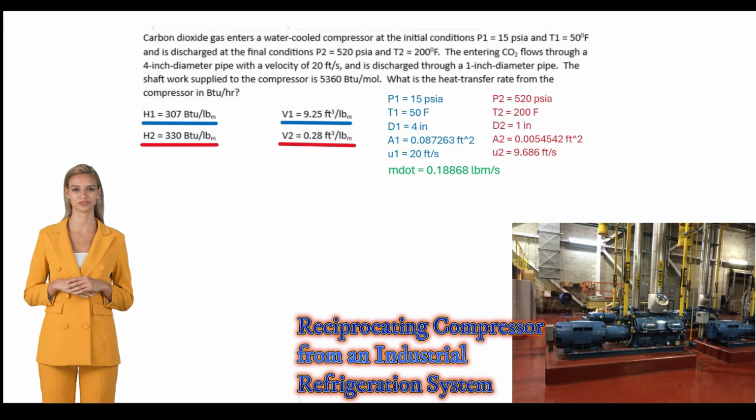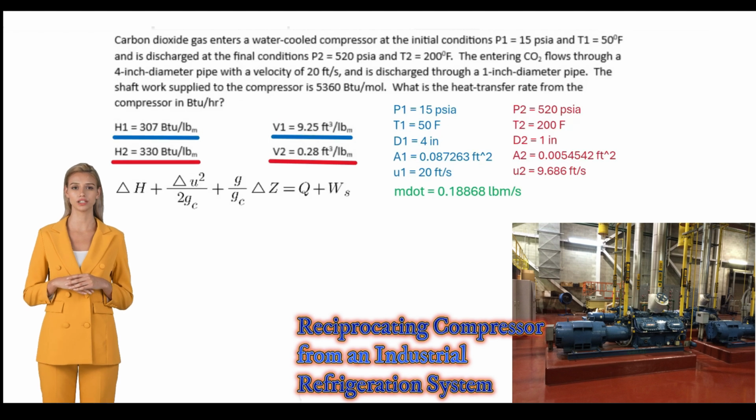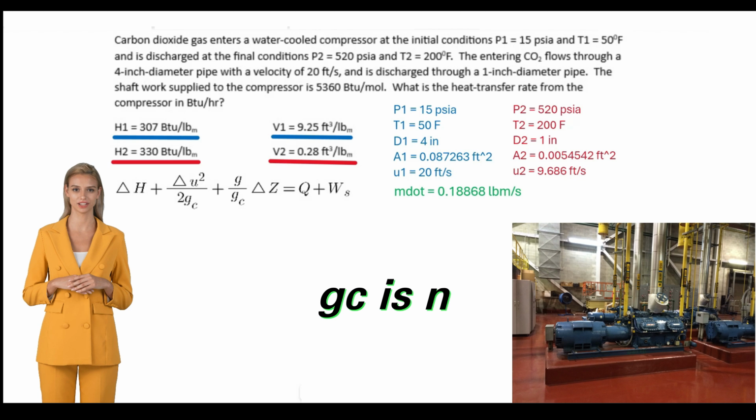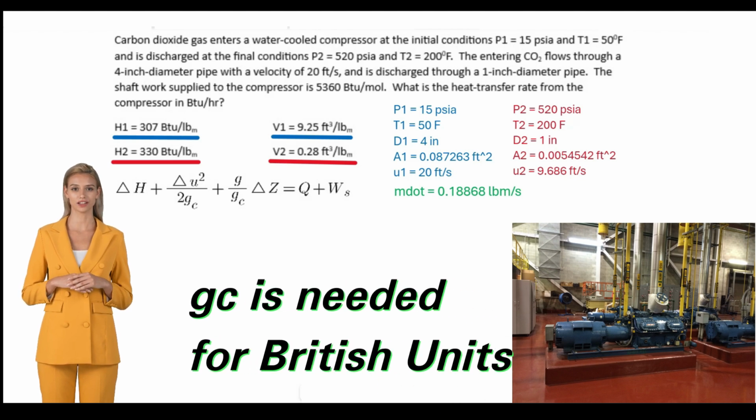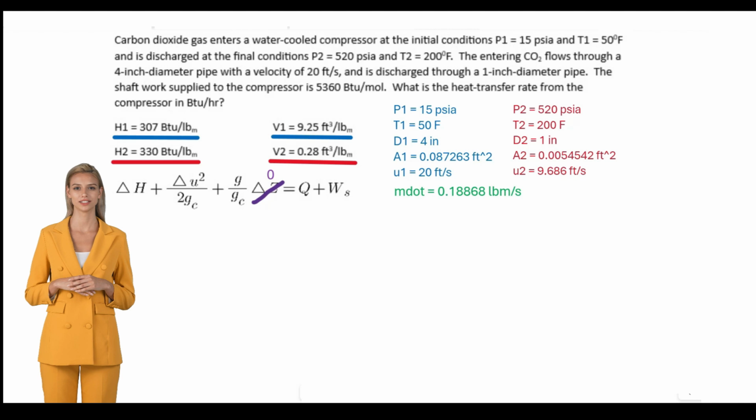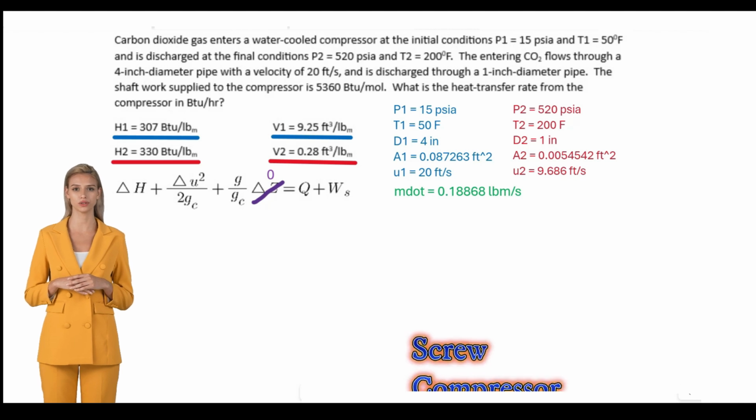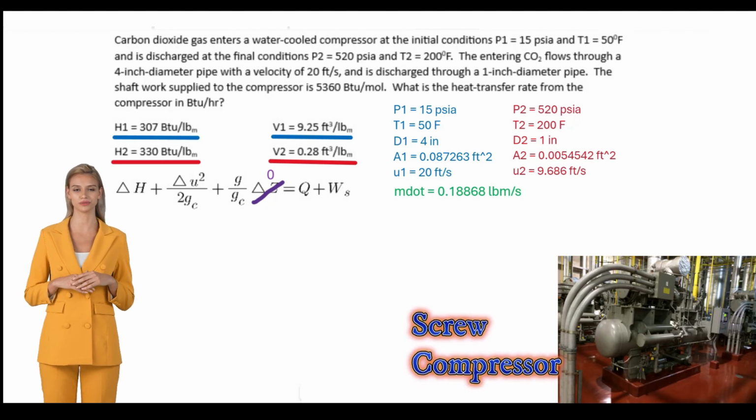Using the equation change in enthalpy plus change in velocity squared divided by 2 times the g-c conversion factor plus the acceleration of gravity times change in elevation divided by the g-c conversion factor equals heat transferred plus work on the system. Since elevation is not mentioned, assume change in elevation is 0.